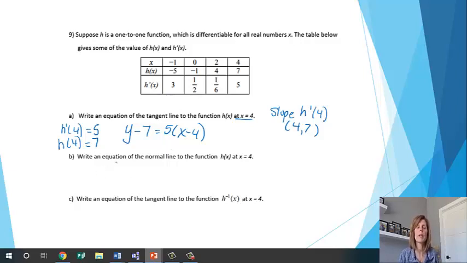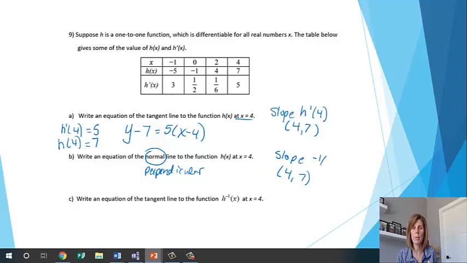Part B says to write an equation of the normal line to the function h of x at x equals 4. If you recall, a normal line is a perpendicular line. So once again, if we're going to find a line, we need the slope and we need a point. Well, the point's going to stay (4, 7). And if my slope was 5 in the original problem, the slope of my perpendicular line will be negative 1/5 because it is the negative reciprocal.